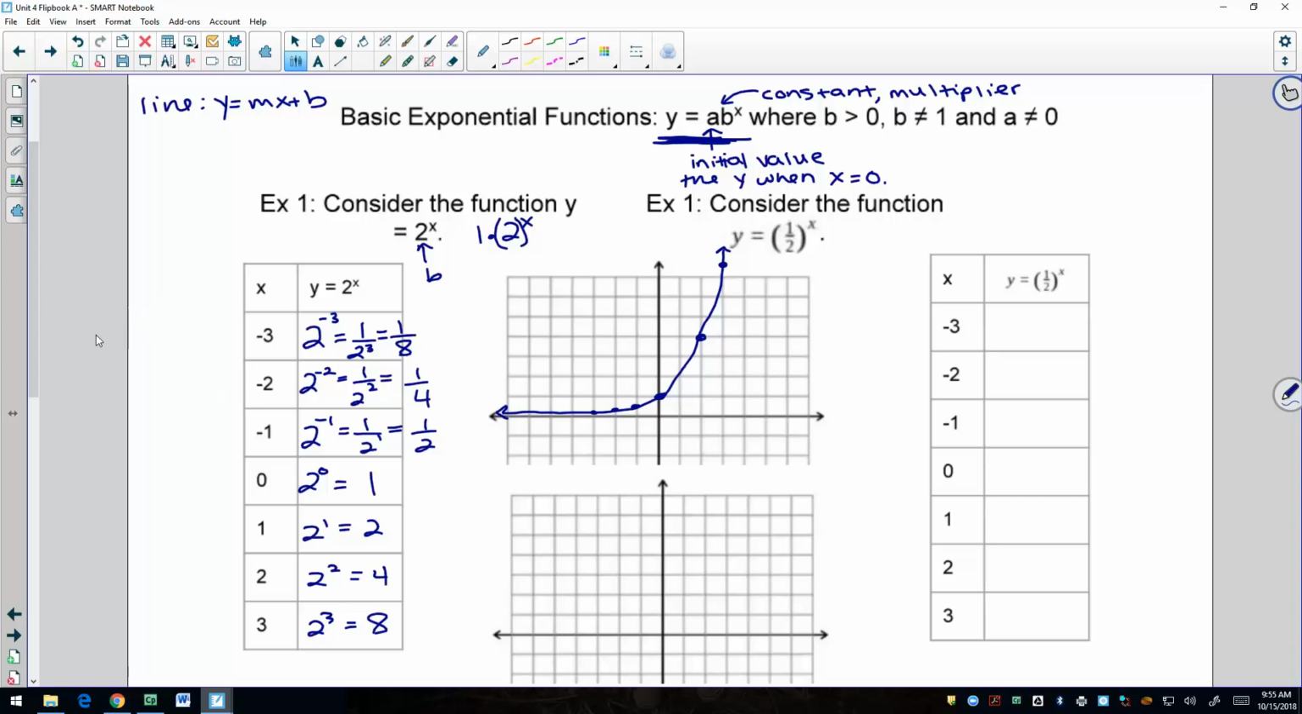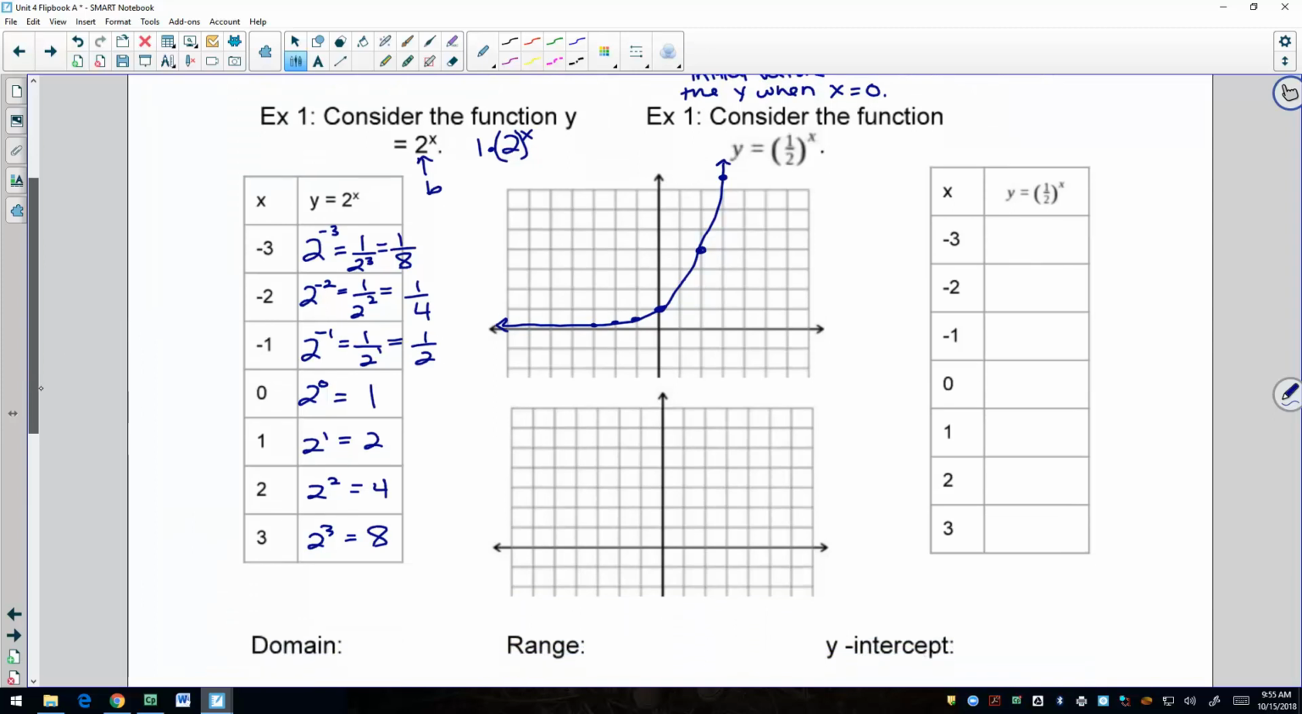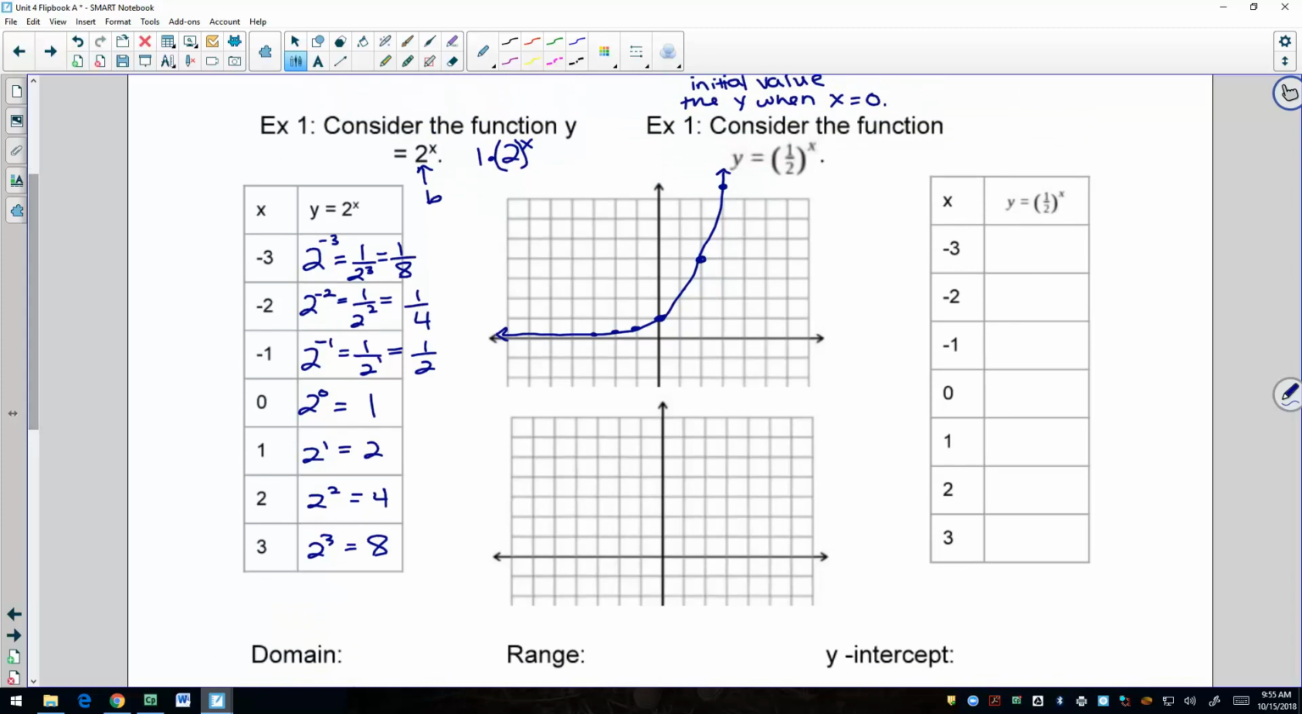Okay, so now we're going to look at the next example. The next example is y equals 1/2 to the x. So this time our multiplier, our b, is 1/2. So that means to go from one y value to the very next one, you would multiply it by 1/2 or divide by 2. So again, I'm going to show you by hand how you would do this. So this is 1/2 to the negative third.